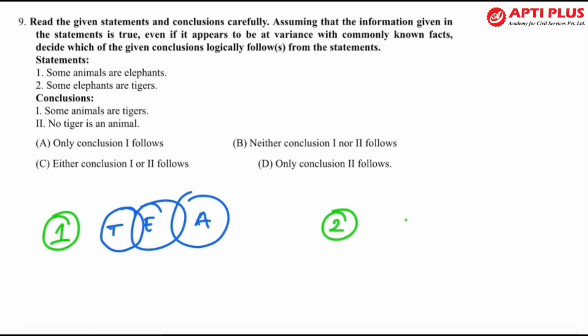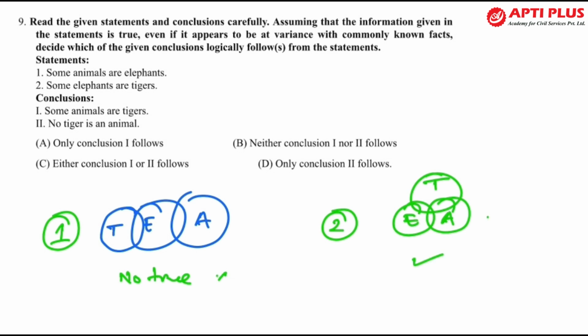Other option might be some elephants are what? Animals, and some elephants are tigers. ठीक है, some elephants are tigers as well. So that means these two can be the logical options. So if you go by the conclusion, you'll find that some animals are tigers. ठीक है, some animals are tigers. So this is not true. ठीक है, this is not true. But in here you'll find that some animals are tigers. ठीक है, so this is true. So this is not true, this is true.